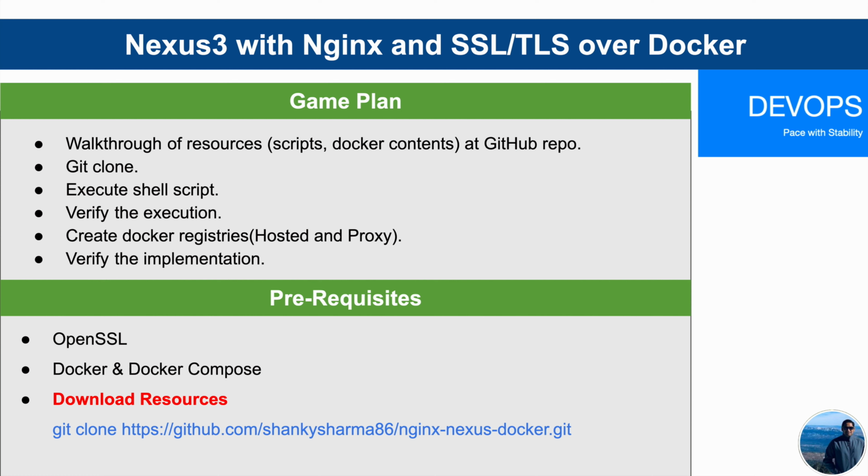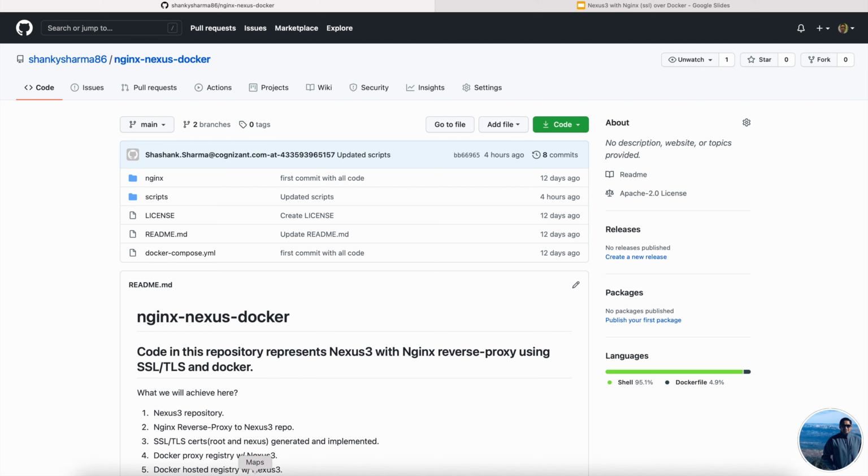Then the last one is our download resources. So basically you would need Git on your server to execute the command git clone, but if you don't have Git, you can just go to the GitHub website and download the code as a zip, and you can use it that way also. All right, so now we can switch over to our GitHub repository to take a look at the resources.